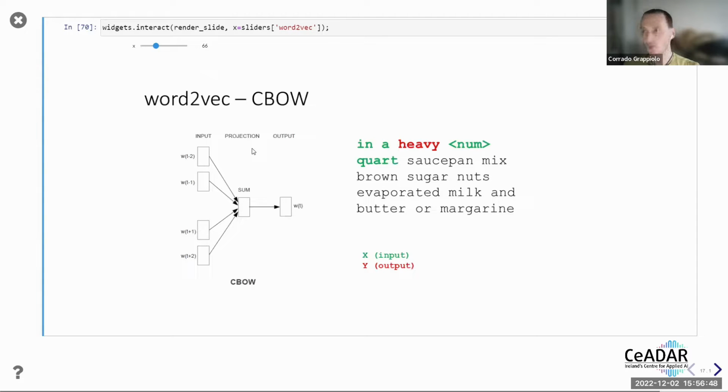And the self-supervised learning approach was the following. So imagine that we need to predict heavy. We take an input, the two preceding words, t-1 and t-2, in A, and then the two following words, num and quart. And then the next instance to be fed to the network for training is predicting num given this context, a heavy quart saucepan, and so on.